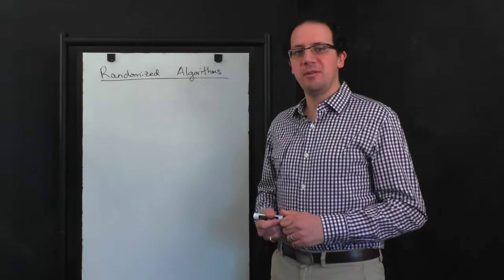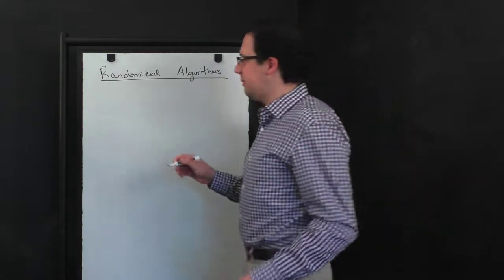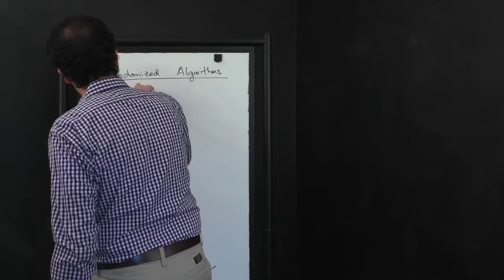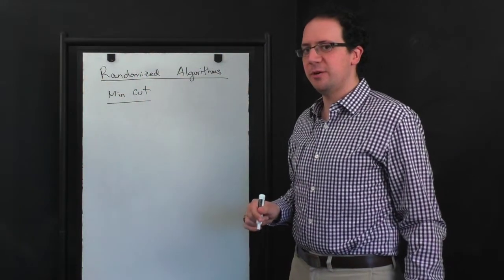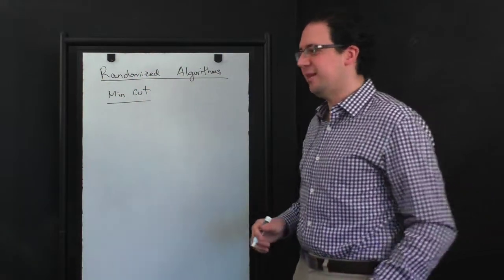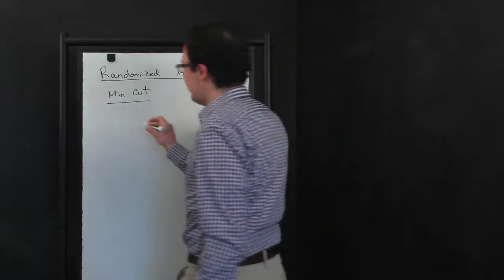For our second example of a randomized algorithm, we're going to look at the min-cut problem. This is secretly the same as the max flow problem that we saw earlier, but I'm not going to talk about that. There will be something about that in the supplemental material.